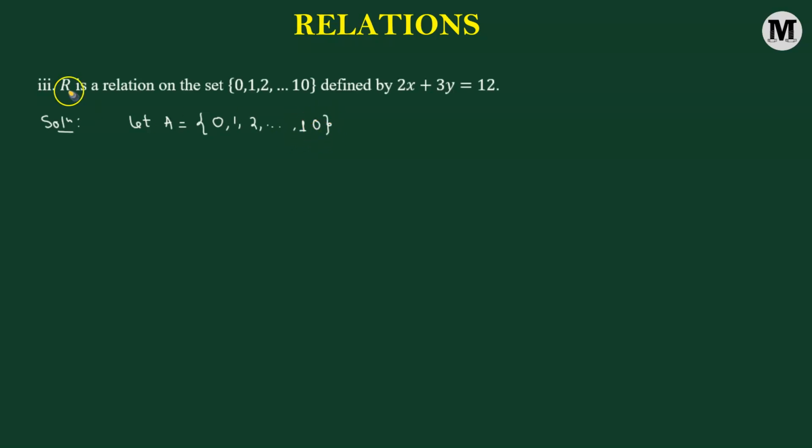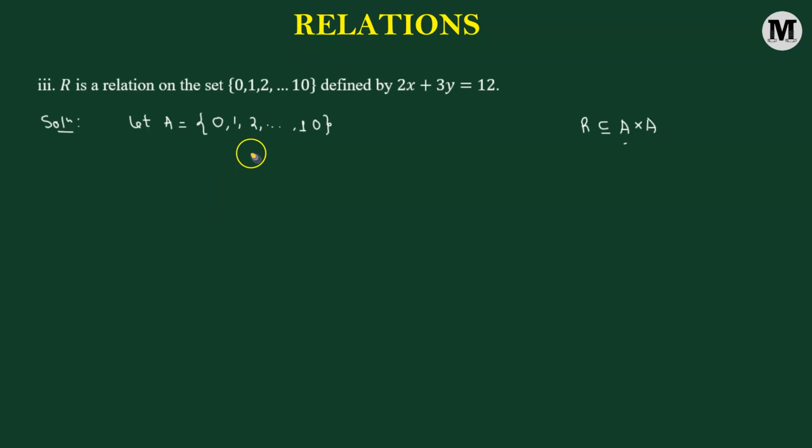Now it's given here that R is a relation on the set A. This simply means that R is going to be a subset of the Cartesian product of the set A with itself. That's what it means when we say R is a relation on the set A. Okay, now we have the relation here. So we have 2x + 3y = 12.